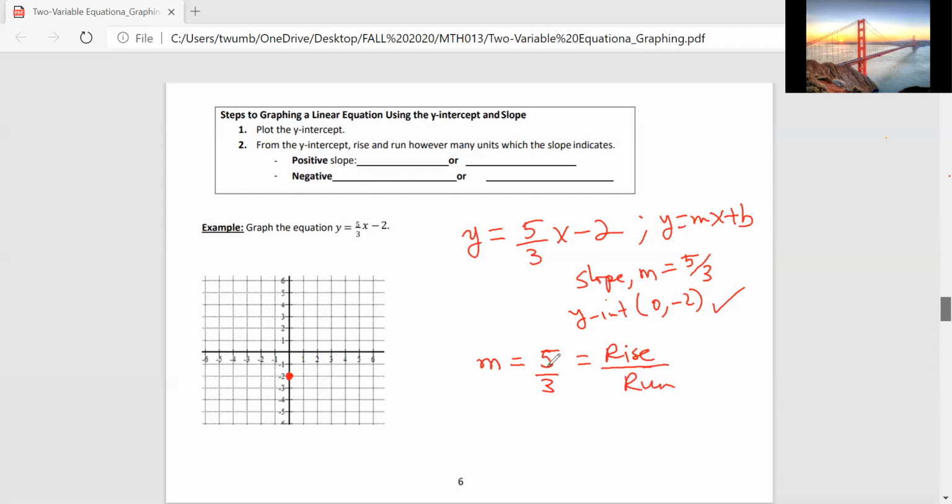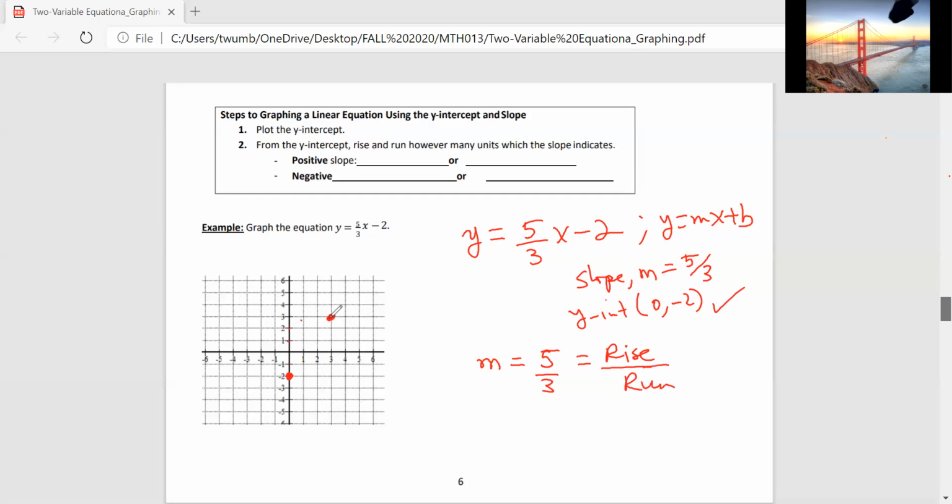The 5 is positive, so I have to rise 5 units up because it's positive, right? 5 units up from what? My y-intercept. So I'm going to have 1, 2, 3, 4, 5. So basically, this is where I am. And then I'm going to run 3 units because it's positive. I'm running to what? The right side. So I move 1, 2, 3, 4, 5, and I run 1, 2, 3. That gives me another point.